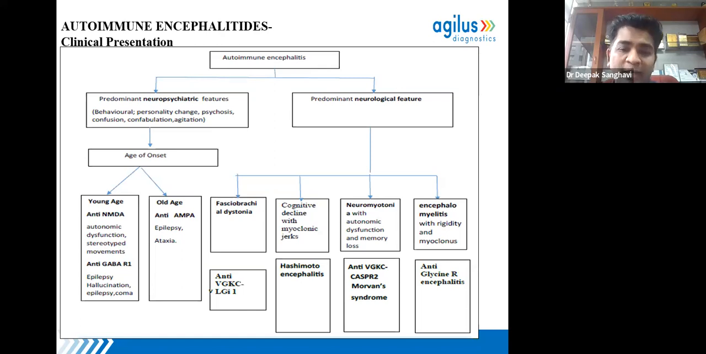If there is cognitive decline including muscle jerks, then the clinician may suspect Hashimoto's encephalitis. Here we are talking about thyroid antibodies and brain involvement. And in encephalomyelitis conditions with myoclonus, the doctor will suspect glycine antibodies, also called anti-GlyR antibodies. So these are the clinical conditions where you will find these antibodies to be commonly positive.